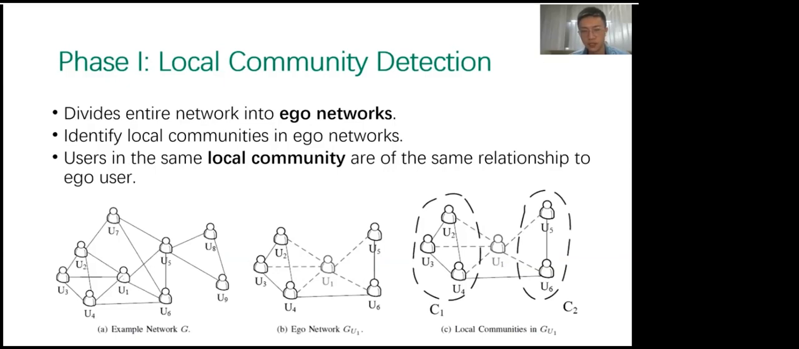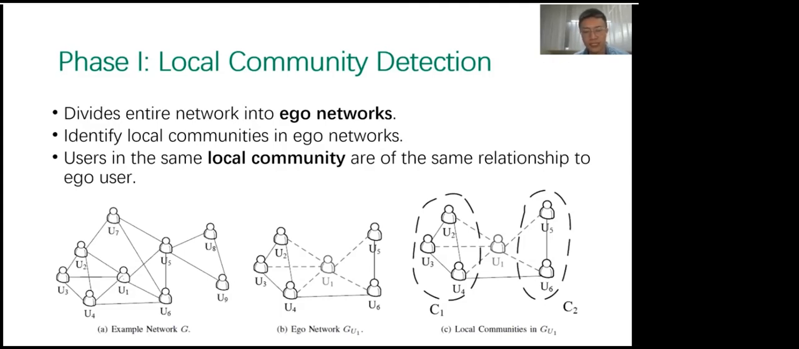First of all, let's take a look at the local community detection phase. In this phase, we divide the entire network into many ego networks, and then we identify the local communities in each ego network. Users that are located in the same local community are often of the same relationship type to this ego user. Given the example below on the left-hand side, this is the entire network.